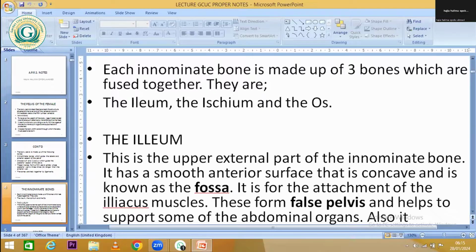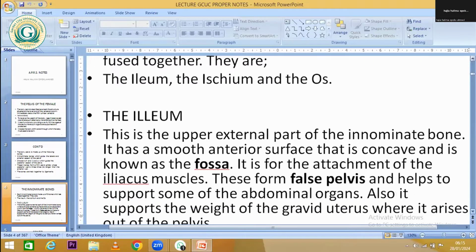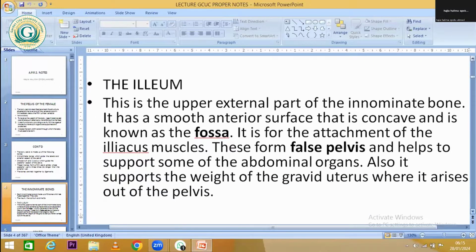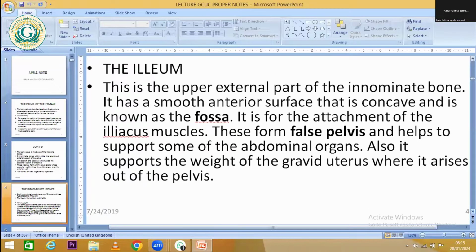It has a smooth anterior surface that is concave and is known as the iliac fossa. It is for attachment of the iliacus muscle. These form the false pelvis and help to support some of the abdominal organs. Also, it supports the weight of the gravid uterus where it arises out of the pelvis. Good. So we are talking about the ilium.